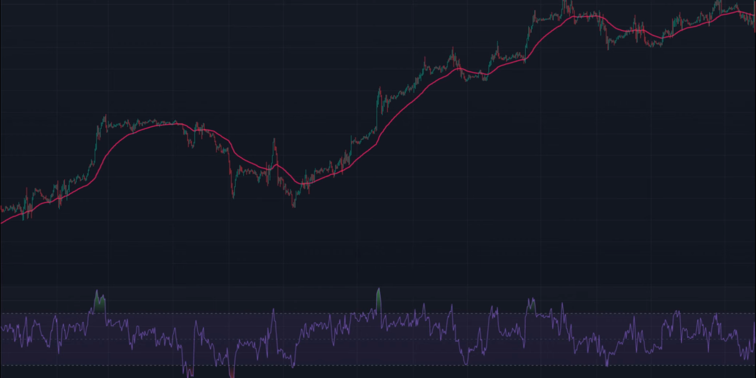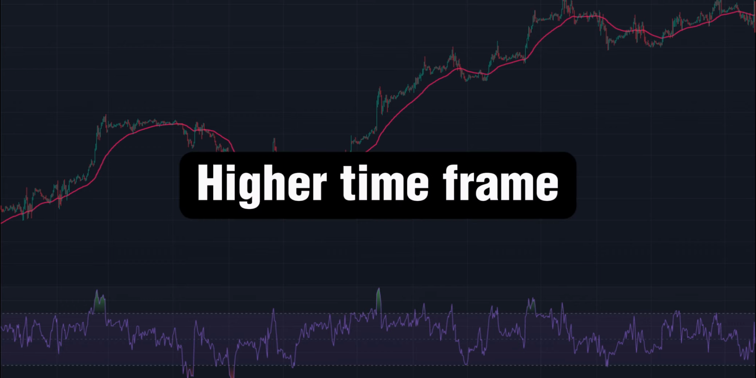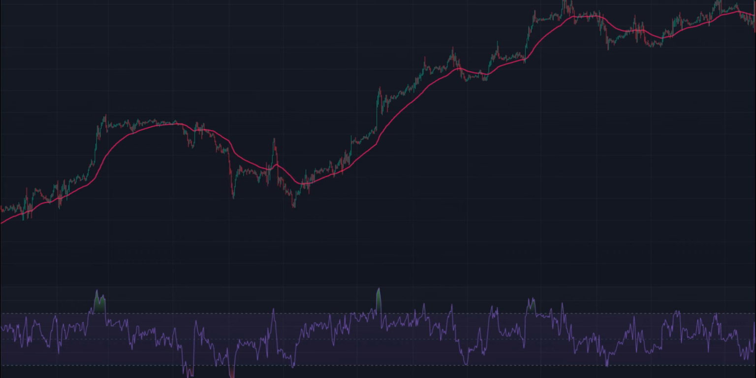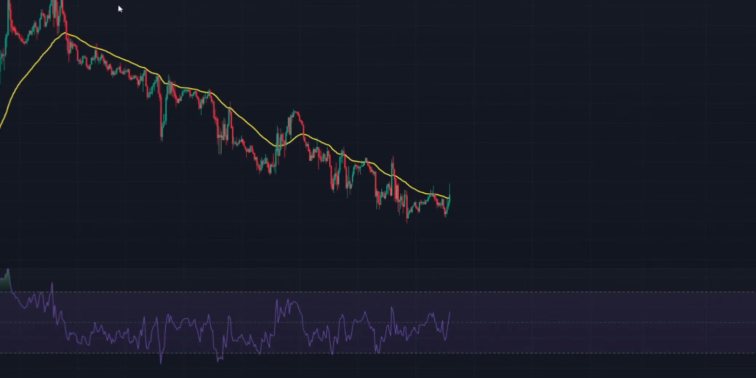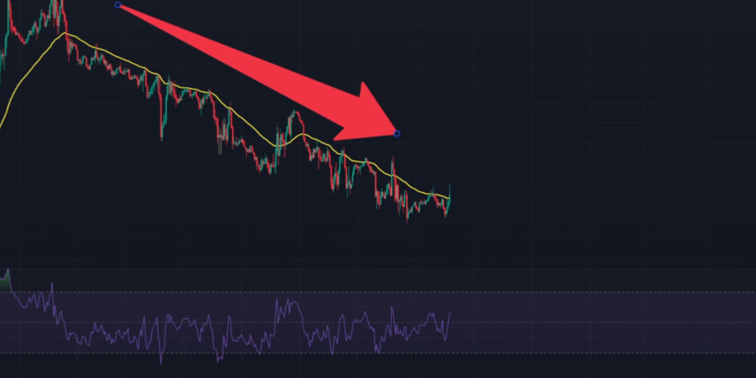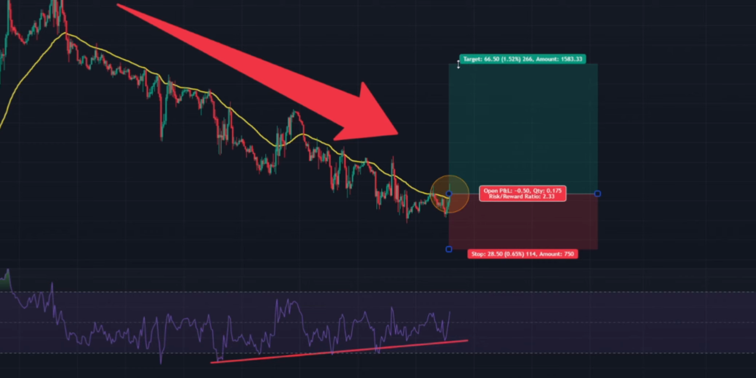This strategy works better if you use a relatively higher time frame. The principle is the same for lower time frames as well, but it is difficult to time the market in a lower time frame. So, for a long trade, first we look for a sustained long downtrend. Then we look at the RSI, and if the RSI is making higher lows, then it's an indication of a divergence. Next, we wait for the price to move above the 50-period EMA line. This indicates the trend has reversed. You can take a long trade at this point.